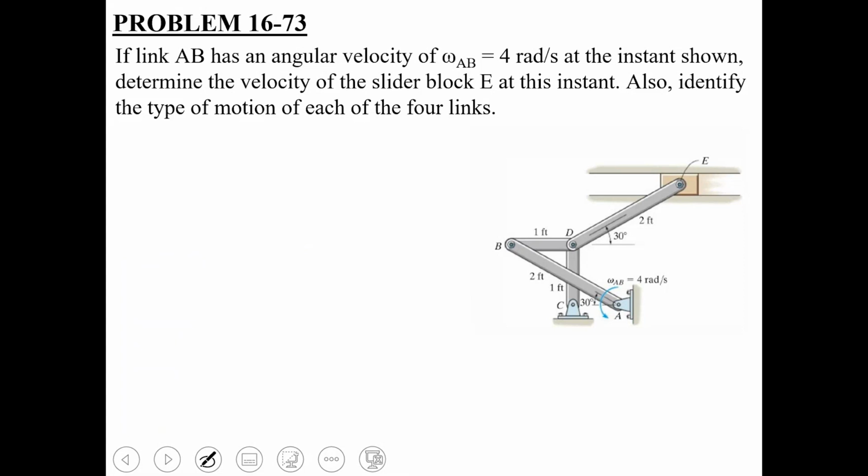since link AB is being grounded from point A, it would be undergoing pure rotational motion about point A. Similarly, if we talk about link CD, it is again being grounded from point C, so it would have pure rotational motion about point C. So these two links are in pure rotational motion.